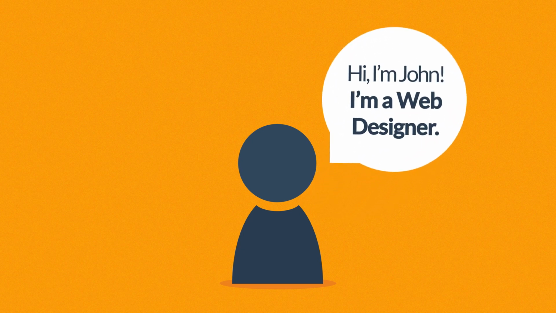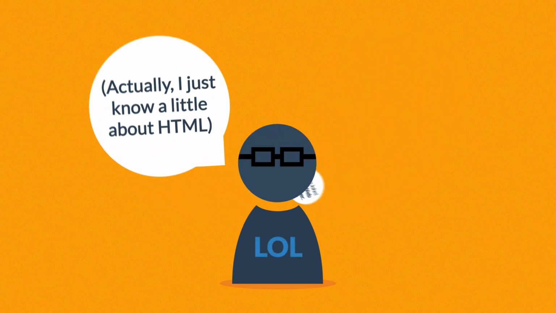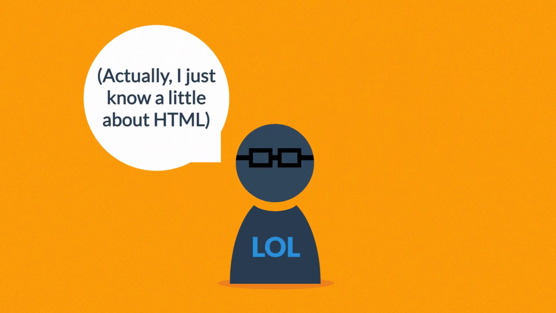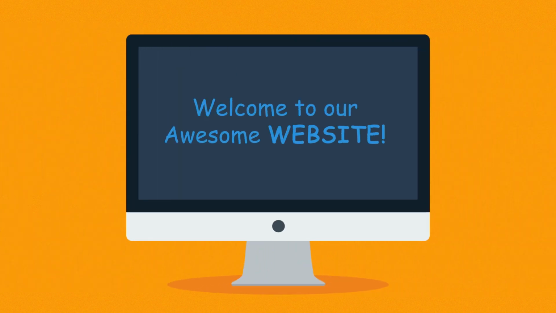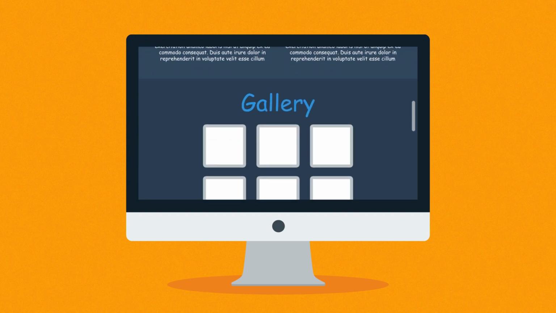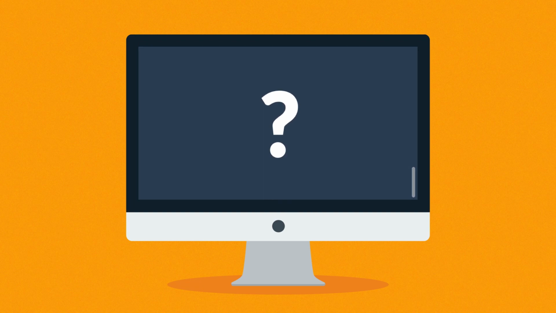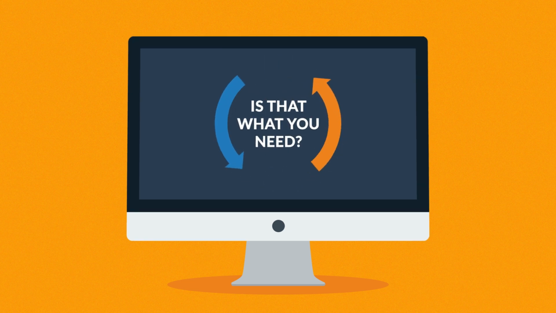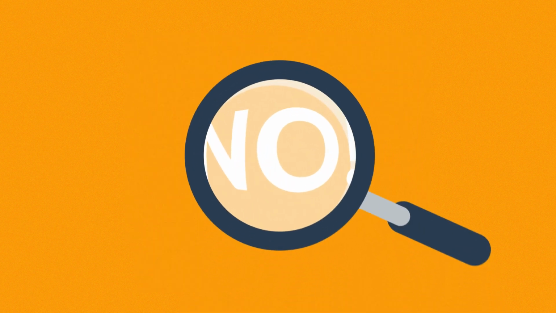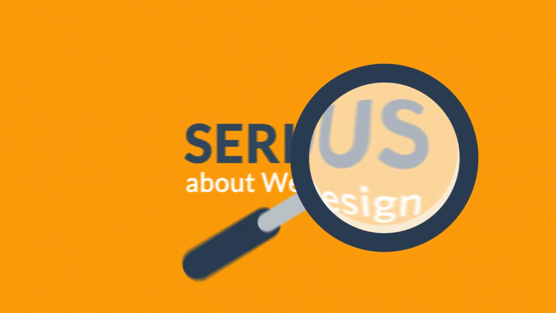Many people in the industry call themselves web designers, but they really are just a bunch of geeks with some basic coding knowledge. Of course, without much planning, they will pretty quickly create a website for you with lots of information, photos, contacts. But the question is, is that the way to turn the visitors into your customers? Is that what you need? And the answer is simple. No. What you have to do is look for someone serious about web design.